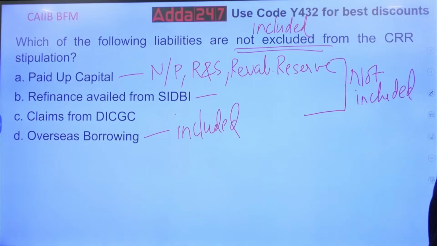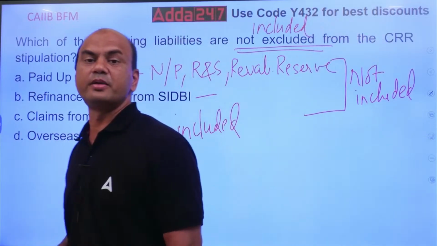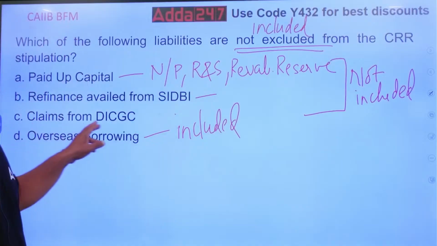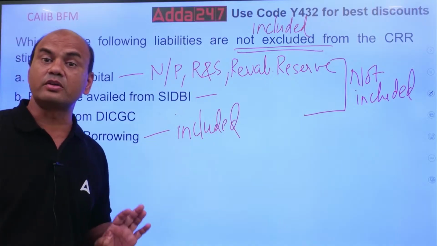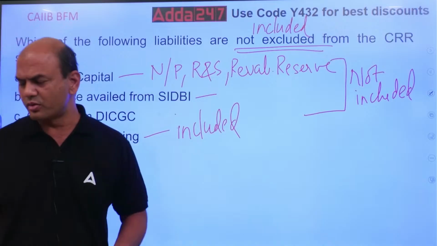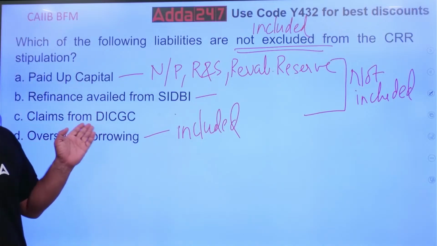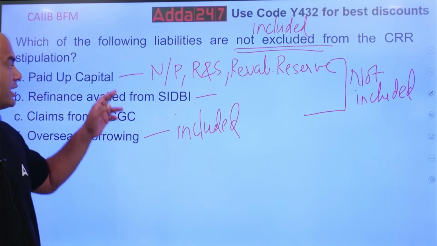Okay. Paid up capital is not included in CRR calculations. Refinance from CDB is not included in CRR calculations. Claims for DSCGC is not included in your CRR calculations. Why? Because these are not your regular course of business. That is not your business. To get a refinance from CDB or these claims from DSCGC, this is not your regular business. So that is not included.